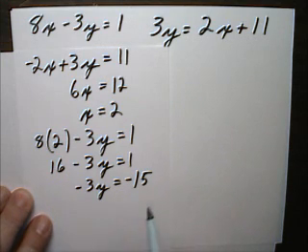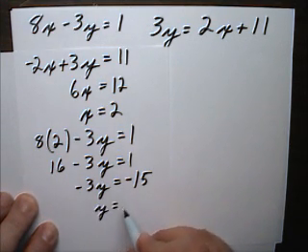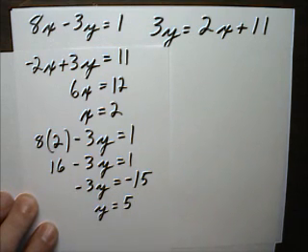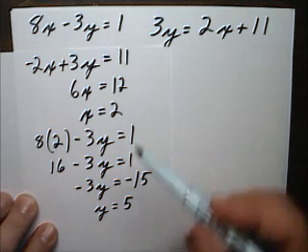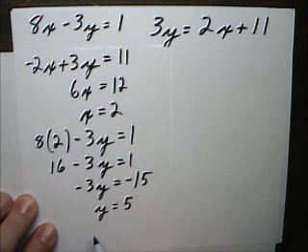That's after adding a negative 16 to both sides, and that leads me to y equals positive 5, because I have to divide both sides by negative 3, and negative 15 divided by a negative 3 is positive 5. So I figured out that x equals 2, y equals 5, so the solution is 2, 5.